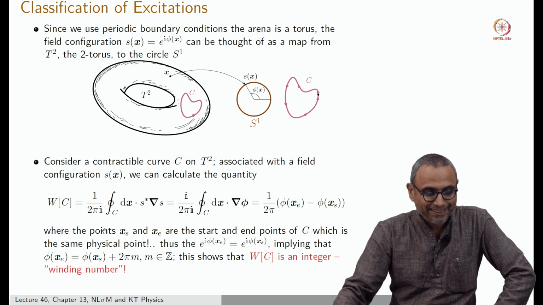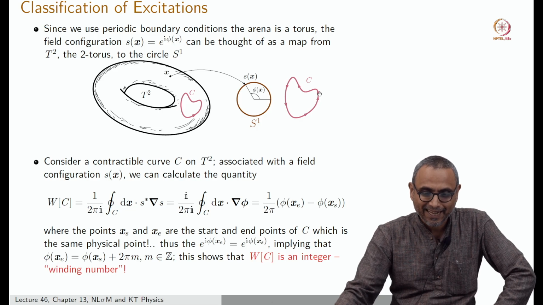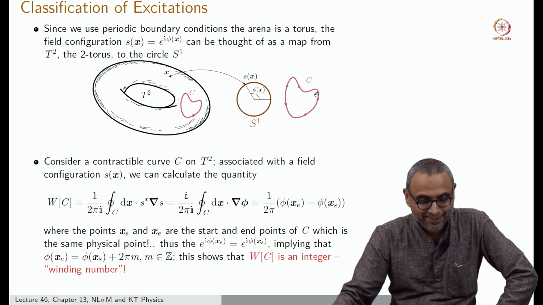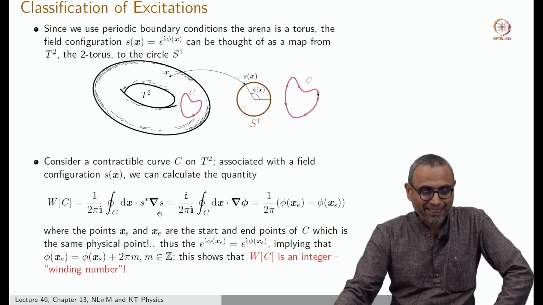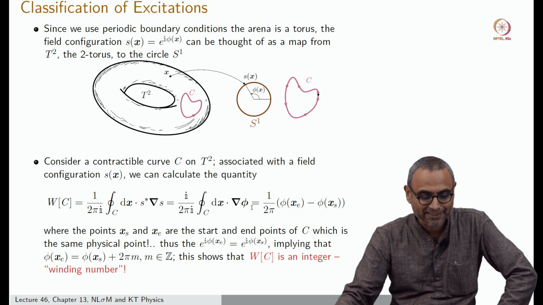So what I am going to do is compute this contour integral. I am going to start from this point x here. That's the starting point. I am just going to go around the curve like this, integrate this, and I will end up here. Now it's a very simple exercise for you to see that if S is e to the i phi of x, as we have shown here, then S star gradient S will simply be equal to i times gradient phi. That's very easy to see.